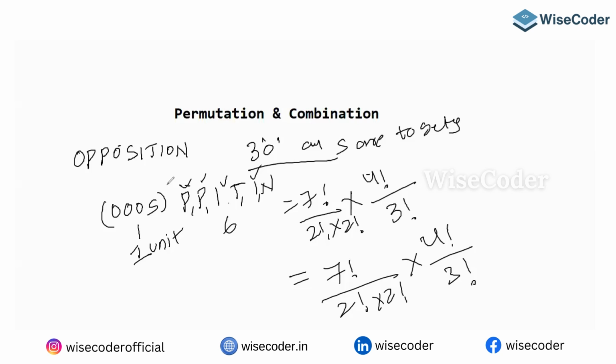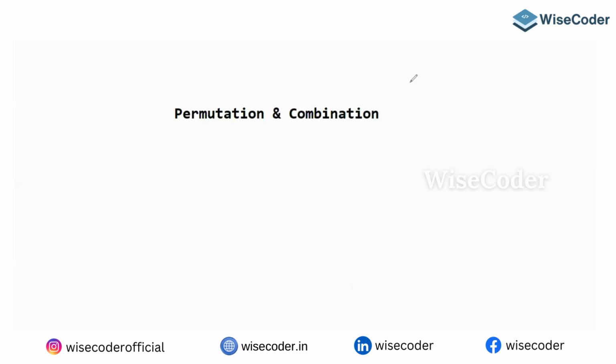This is how you can arrange the number of words, the letters in a word, and how many ways you can arrange them is going to be there. Now we have seen all the arrangement stuff till now.